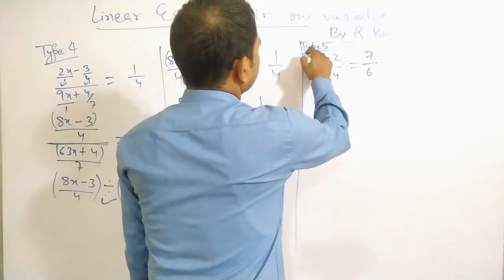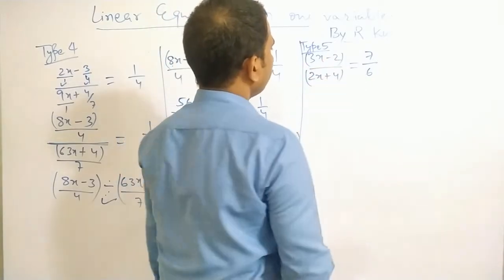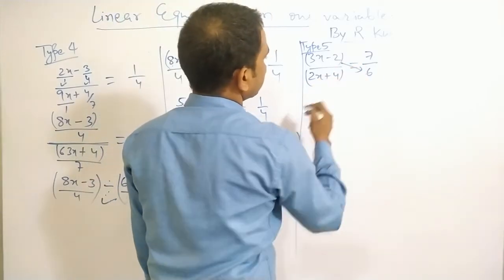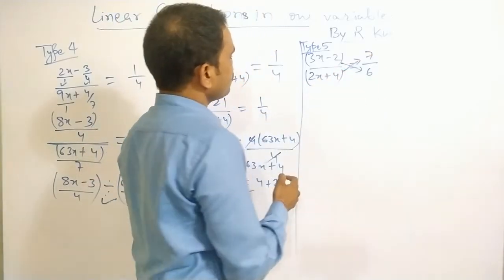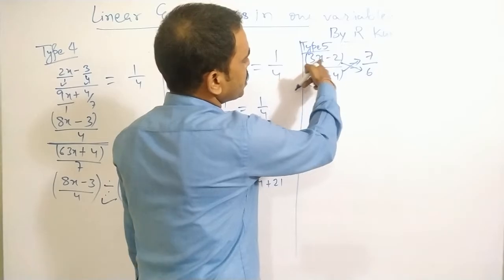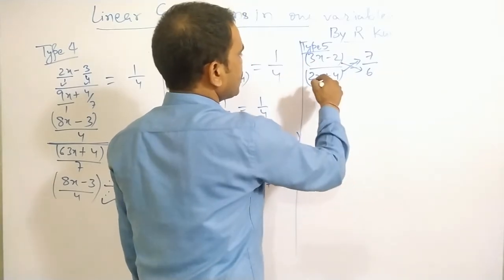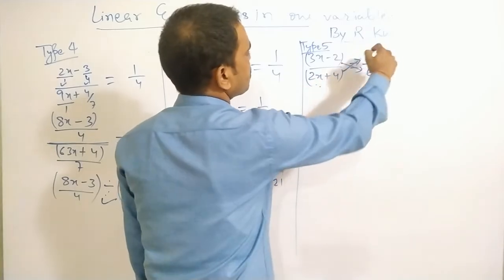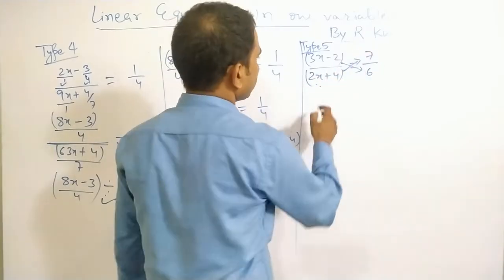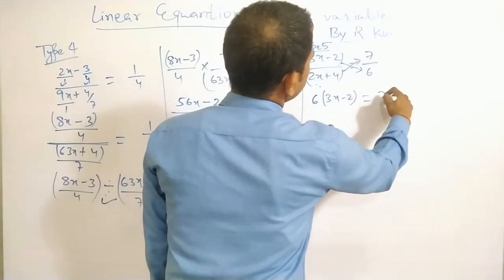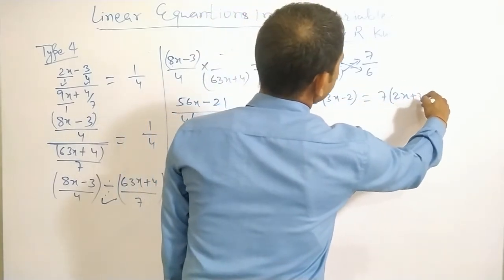As I told you, if you are getting p by q form on both sides, you will simply do the cross multiplication. Cross multiplication means this numerator will be multiplied by the denominator of the other side, and this denominator will be multiplied by the numerator of the other side. So 6(3x - 2) = 7(2x + 4).